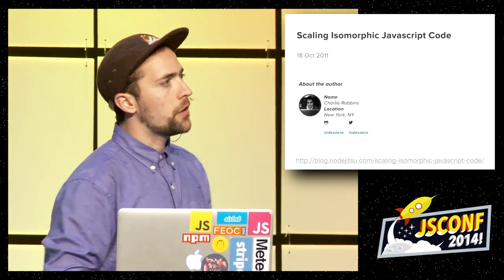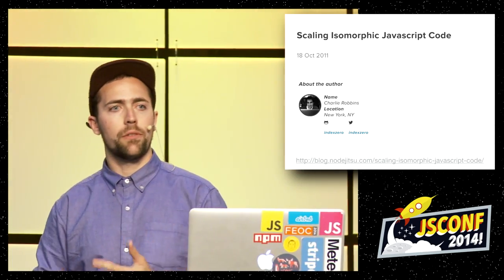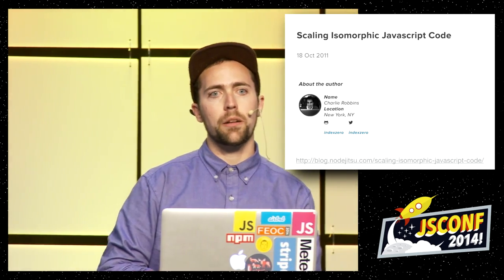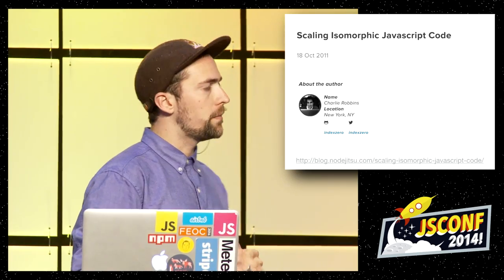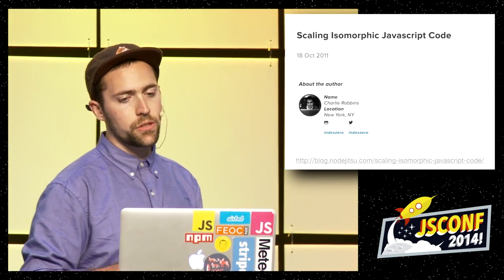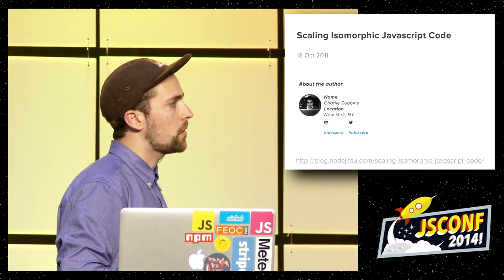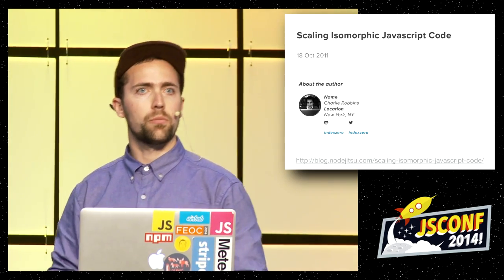But really, we've got to give credit to Charlie Robbins for popularizing this. The first time I ever heard of isomorphic JavaScript was in his blog post, Scaling Isomorphic JavaScript Code, back in 2011. Charlie is index zero on Twitter. He's one of the founders of Nodejitsu. And he's got a great blog post describing the different MVC versus MVVM versus MVP patterns and how it could apply to isomorphic code.